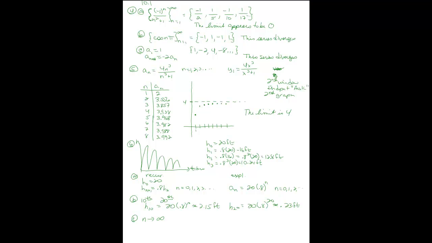Well, if you look at the places where the ball is hitting each time, it's getting lower and lower and lower. It is heading towards 0. So the limit, in this case, is 0. Because they keep decreasing in size and they're heading towards 0. And that is the end of number 6.